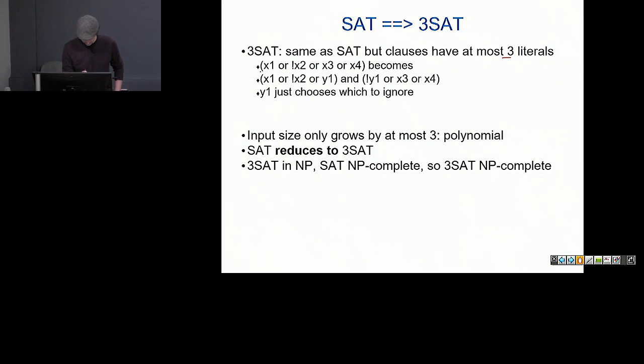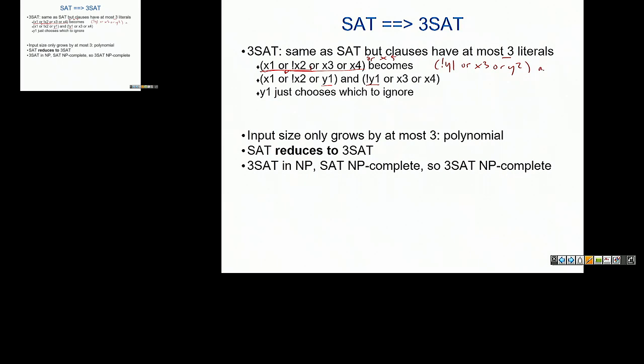Basically, for every clause like this that has too many variables, I'm going to introduce new variables y1 through y whatever. I'll take the first 2, and then I'll add a y1, and then I'll continue on with the remainder, but I'll add a not y1 at the beginning. In general, if I had an x5, then this would be not y1 or x3 or y2 and not y2 or x4 or x5. So I'm just using these variables to kind of glue together.